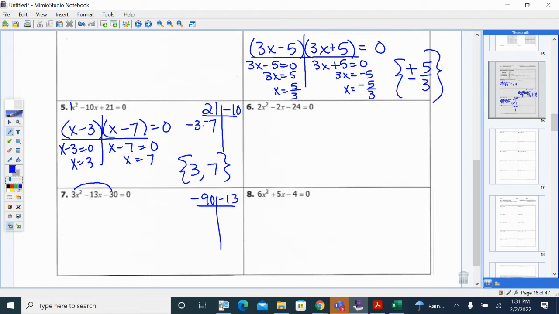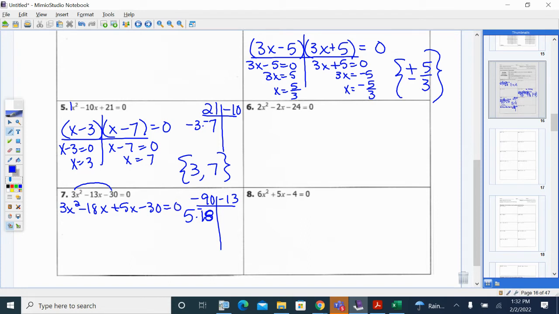Which should be 15 and 5. 5 and a negative 15. Nope, just kidding. 18. 5 and negative 18. 5 times negative 18 is going to be negative 90, and 5 plus negative 18 is going to be the negative 13. So to factor this, I'm going to replace the negative 13x with the negative 18x and the 5x.